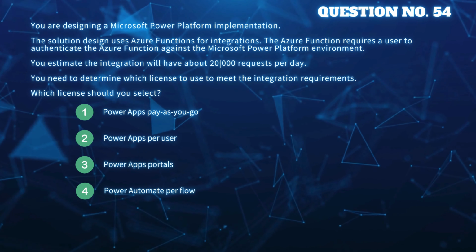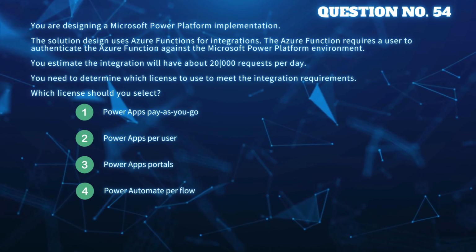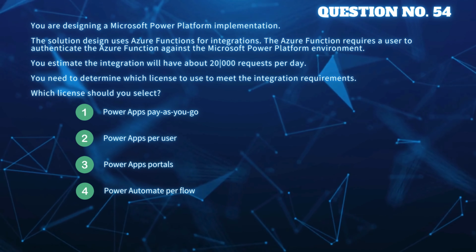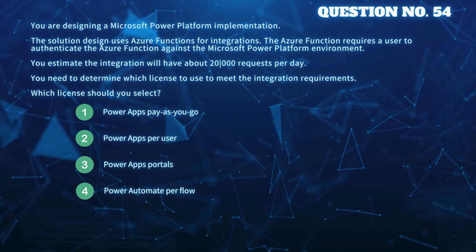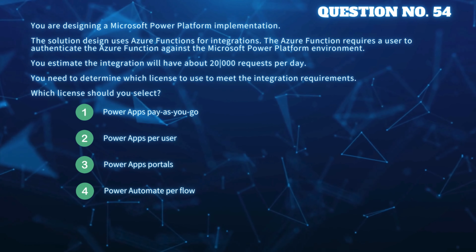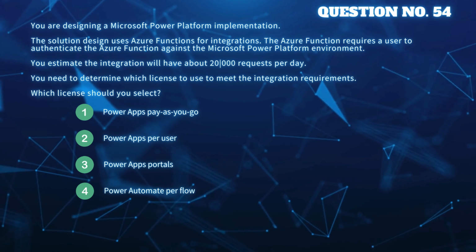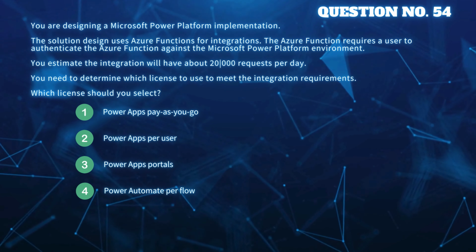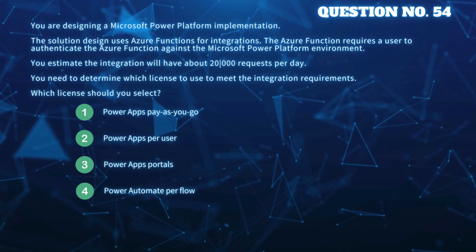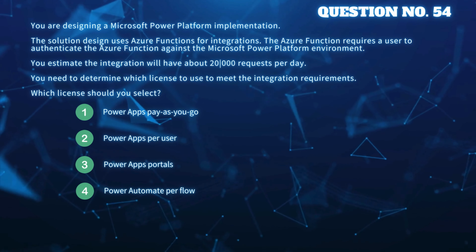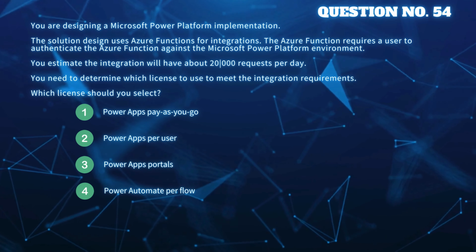You are designing a Microsoft Power Platform implementation. The solution design uses Azure Functions for integrations. The Azure function requires a user to authenticate the Azure function against the Microsoft Power Platform environment. You estimate the integration will have about 20,000 requests per day. You need to determine which license to use to meet the integration requirements. Which license should you select? Option 1, Power Apps Pay-as-you-go. Option 2, Power Apps per user. Option 3, Power Apps Portals. Option 4, Power Automate per flow.